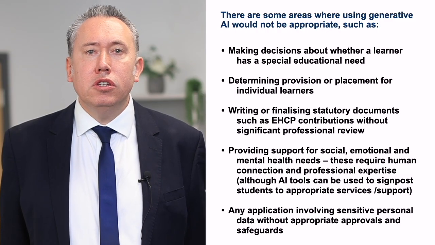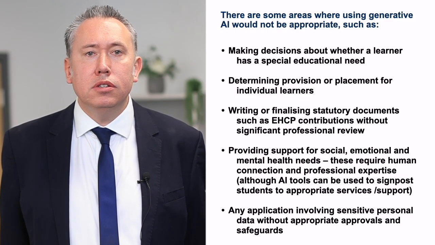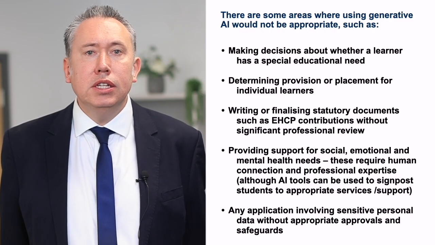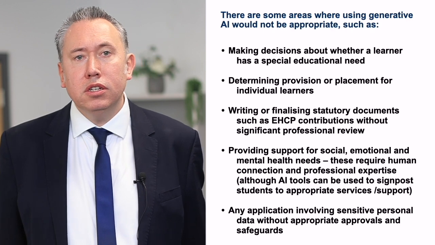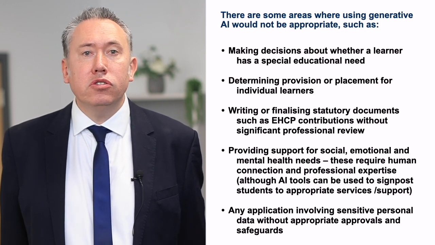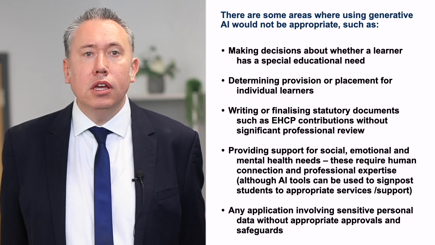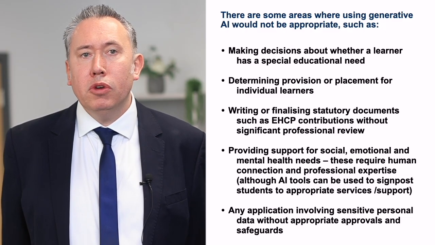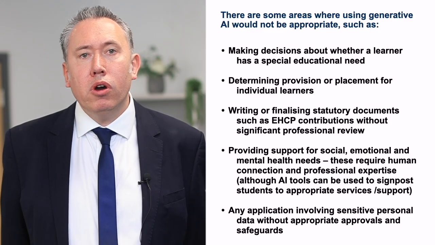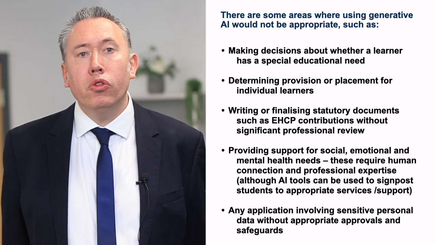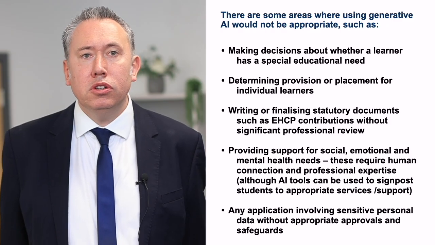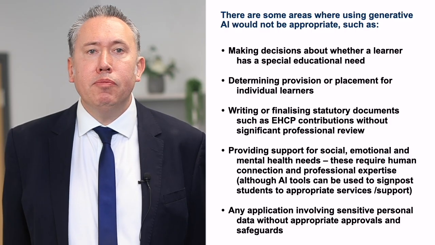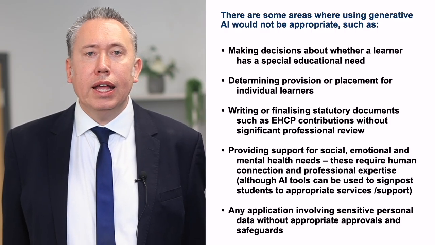There are some areas where using generative AI would not be appropriate, such as making decisions about whether a learner has a special educational need, determining provision or placement for individual learners, writing or finalising statutory documents such as EHCP contributions without significant professional review, providing support for social, emotional and mental health needs. These require human connection and professional expertise, although AI tools can be used to signpost students to appropriate services and support. Also, any application involving sensitive personal data without appropriate approvals and safeguards.